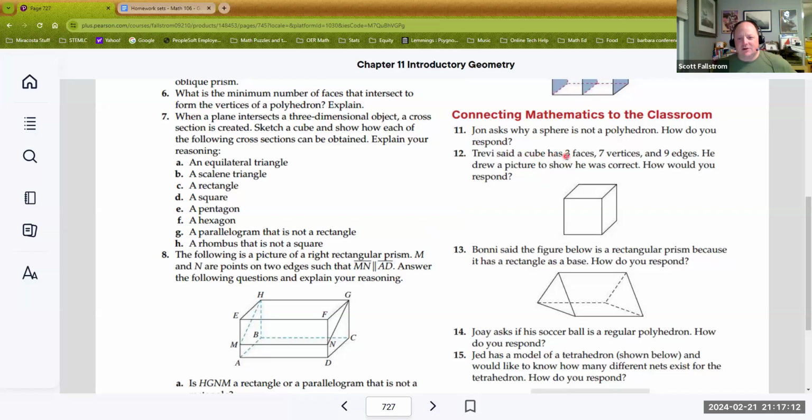And then Trevi said a cube has 3 faces, 7 vertices, and 9 edges. He drew a picture to show he was correct. Now, again, whenever a student says something like this, hey, look what I did, always be thinking through. Think about, hey, what are they doing right?